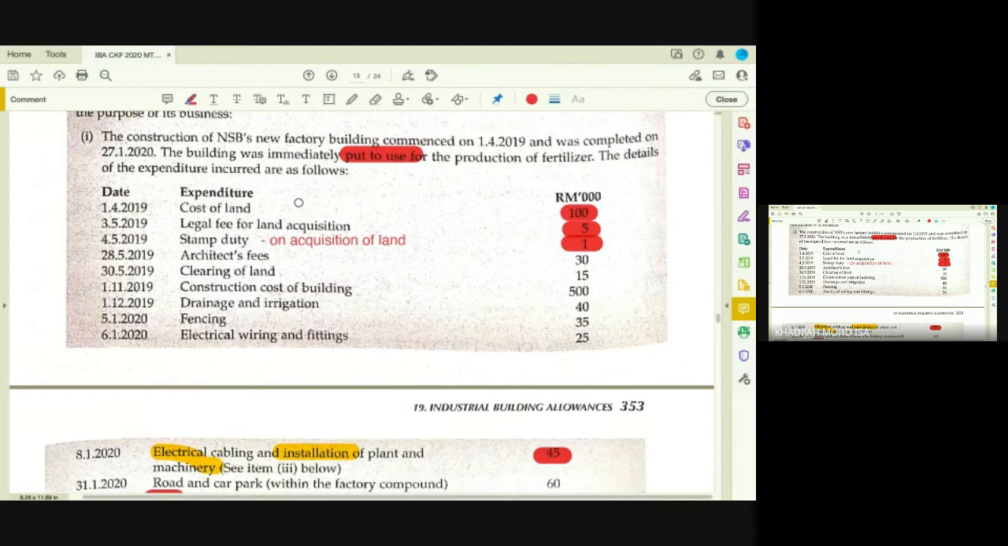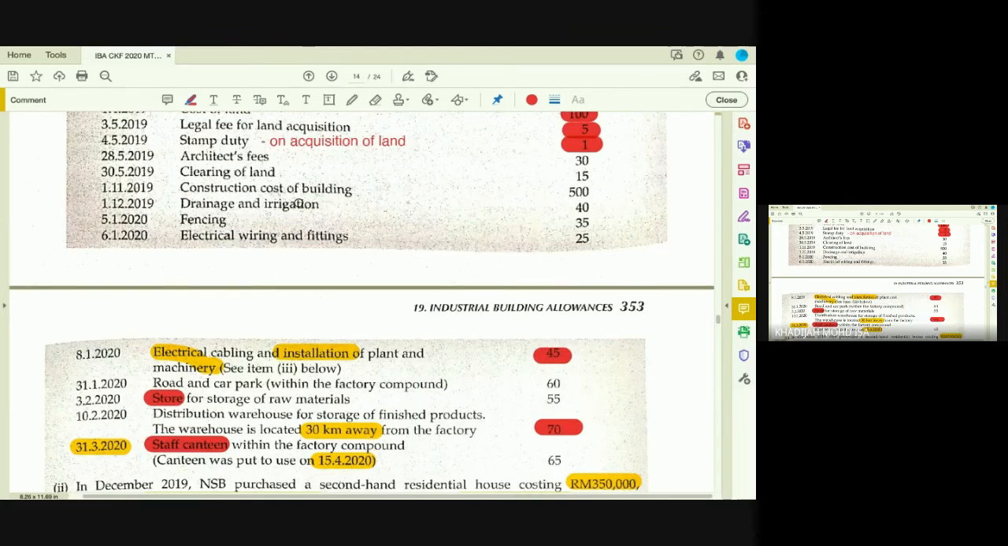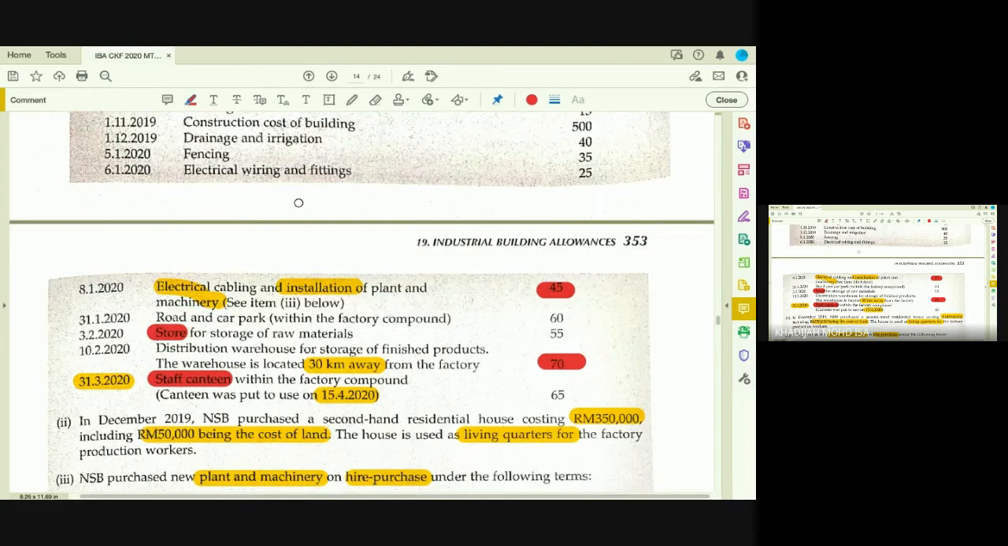Other than that, you have architect fee, clearing of land, construction costs, drainage and irrigation, fencing, electrical wiring and fittings. So all these are part of the construction costs. But then you have your electrical cabling and installation of plant and machinery. This is related to plant and machinery, so it shouldn't be part of your qualifying building expenditure. You have to take it out because this is not building, it is plant and machinery, so that will be computed separately. You have road and car park within the factory compound. So this will be part of the building of the factory.